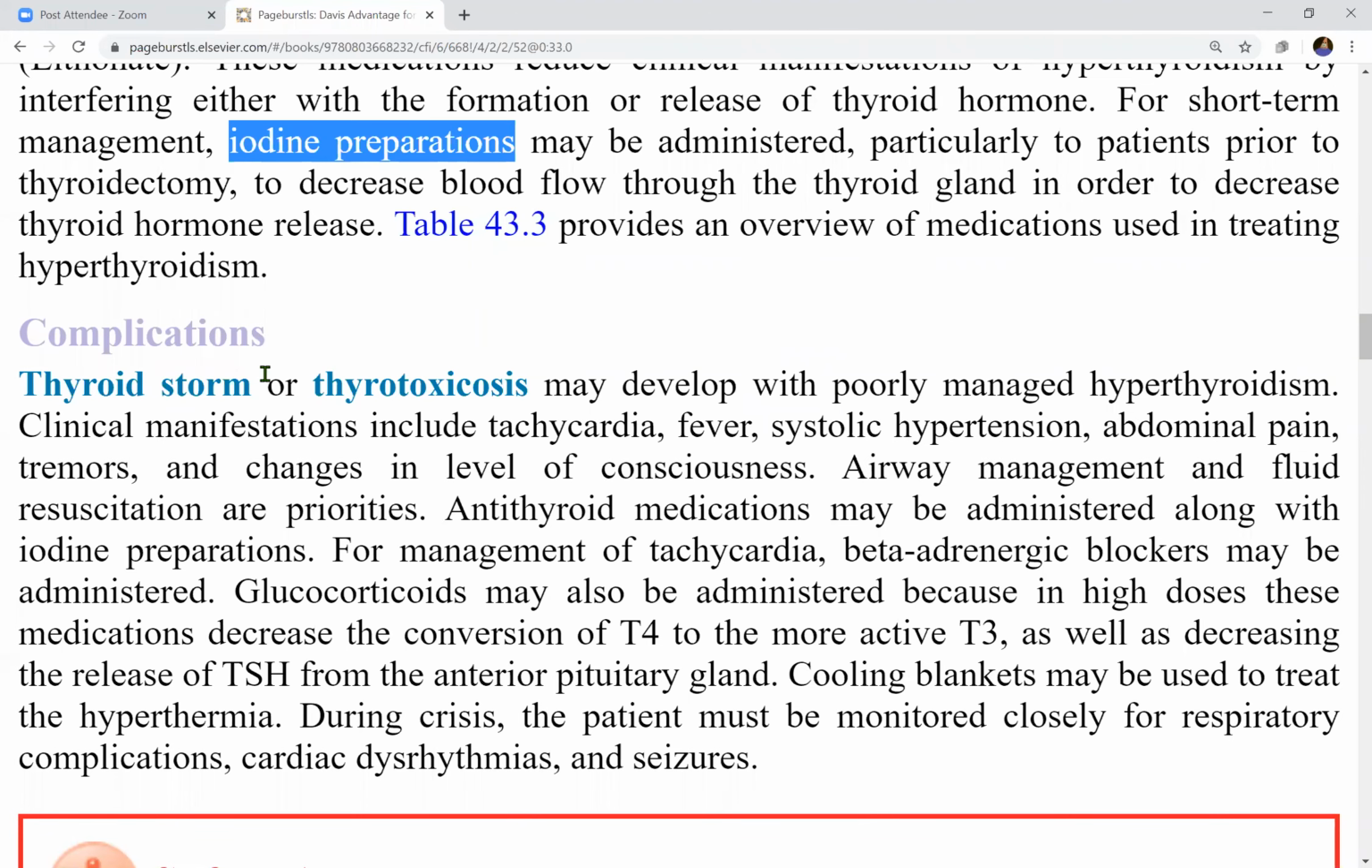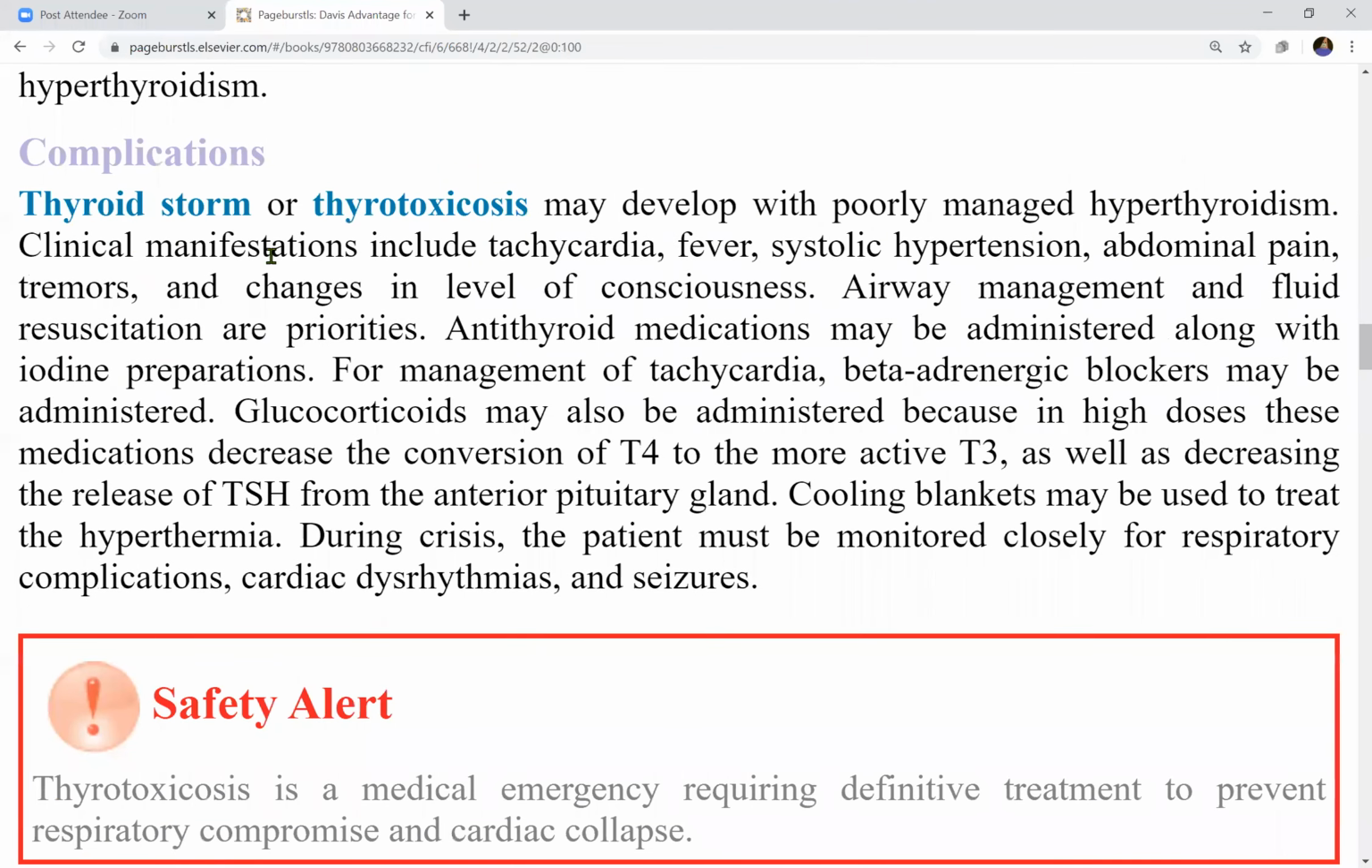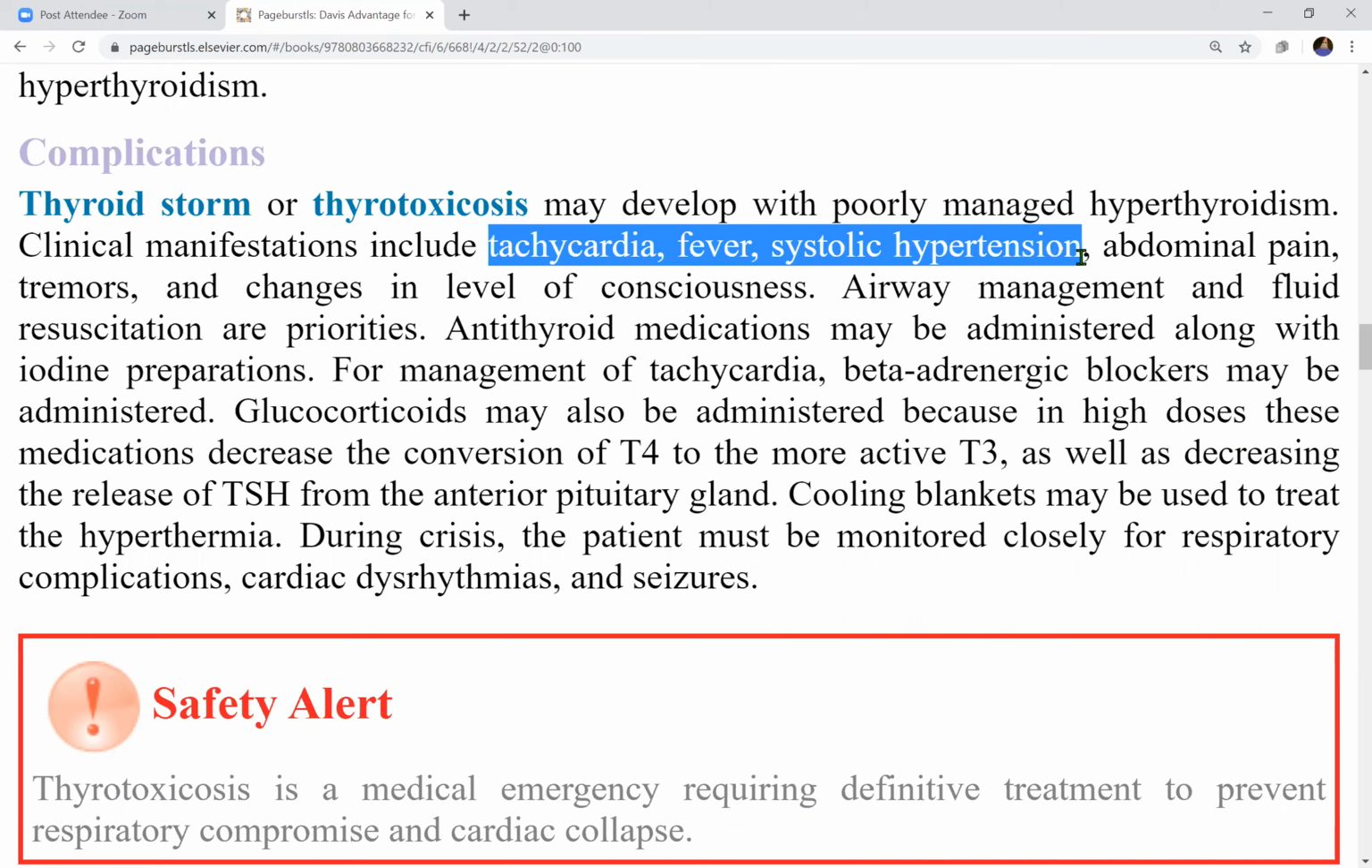The key manifestations of thyroid storm are a rise in temperature, so you have tachycardia, fever, and systolic hypertension. These are the three main signs that the patient is going into thyroid storm. Especially pre-op, this is when it could occur, or even during surgery as well. The patient may go into thyroid storm during surgery, so watch for these signs.